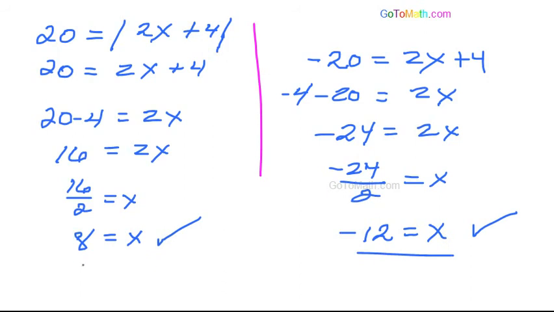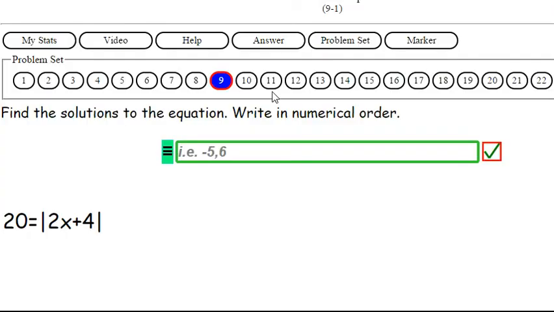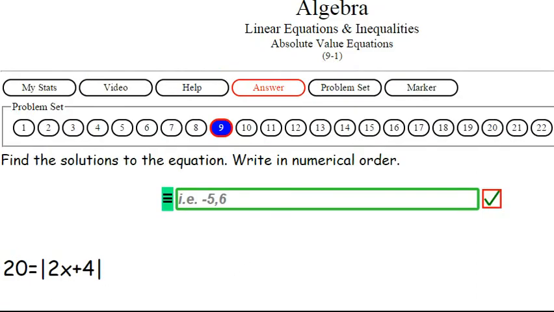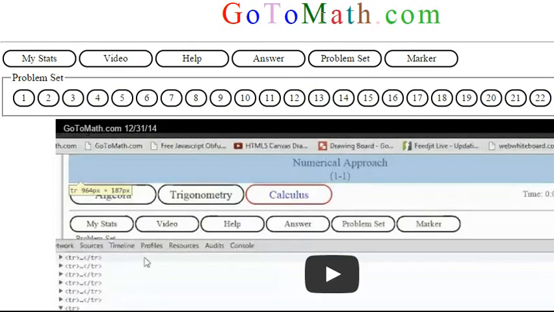Okay, so there you go. There's two solutions there. x is equal to 8, and x is equal to negative 12. Come up here, making sure that all works out. Negative 12 and 8. There you go. Alright, and I'll let you plug that in for the green checkbox there. Alright, we're over here at GoToMath.com, practicing. See you later.